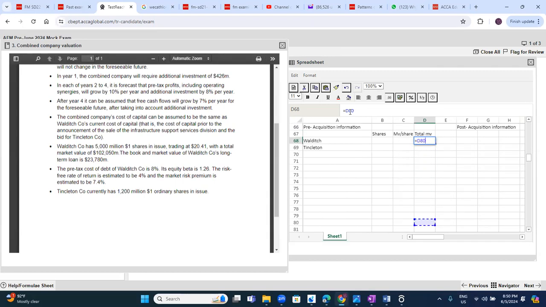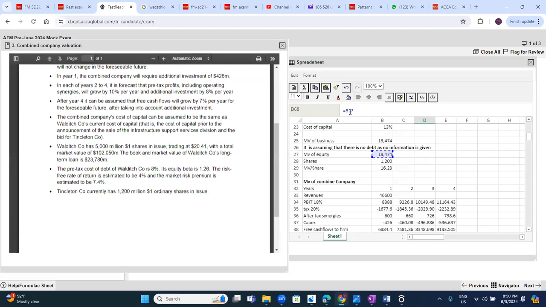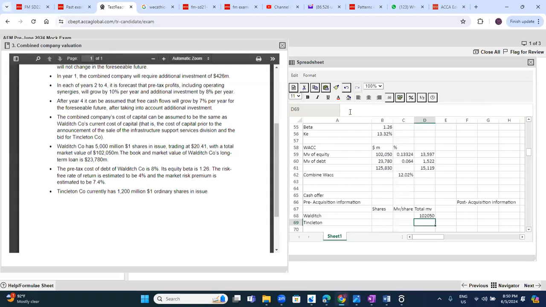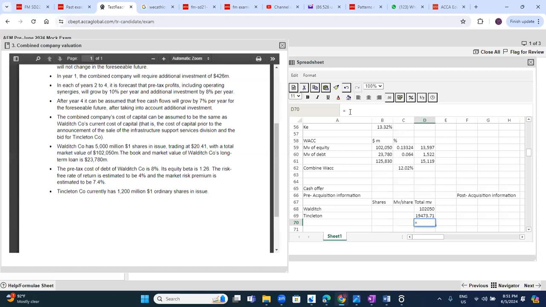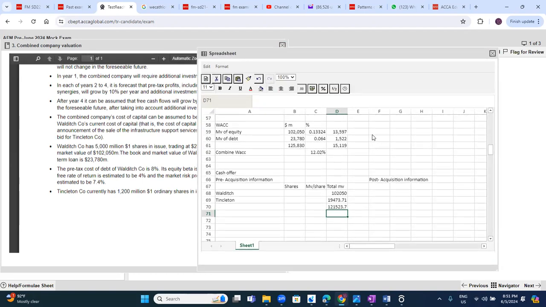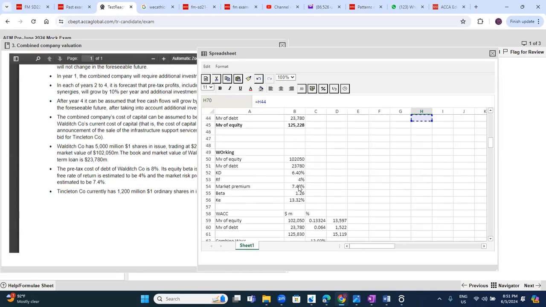So what is the pre-market value of W company? It was given, right? W company, 1025. And what is the market value of 10 company? We have just calculated. Okay. Calculate the total of these two. Now, copy the same information here. Right here, the combined market value. What is the combined market value? 125.